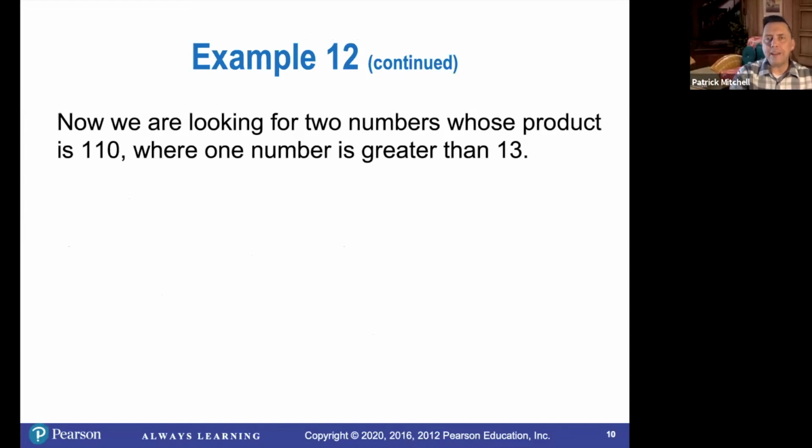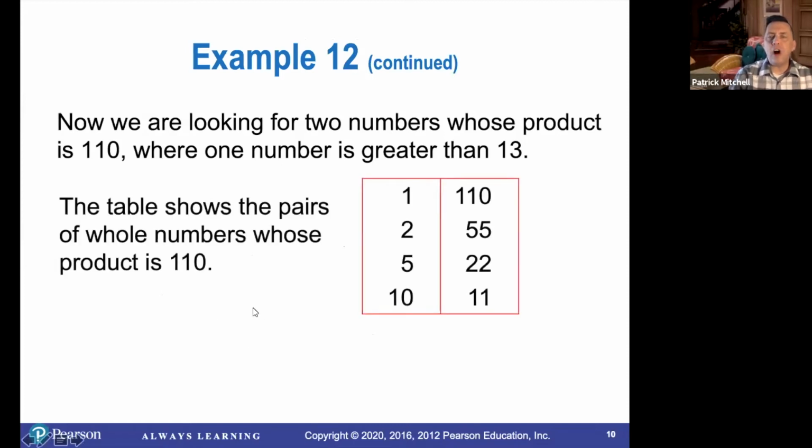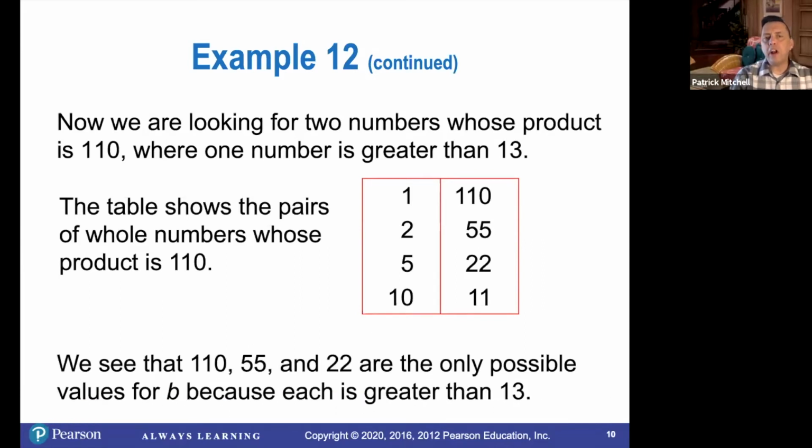There are only a limited number of possibilities for that. If we list all of the numbers that multiply to 110, we come up with these 4 pairs. We see that 110, 55, and 22 are the only possible values for B because each is greater than 13. So the answer to the original problem is that the divisor could be 22, 55, or 110.